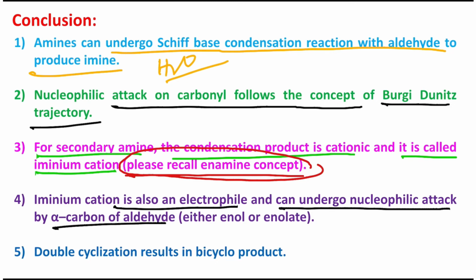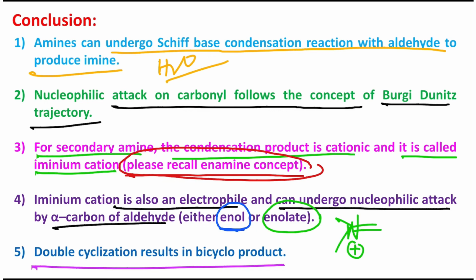Now next, iminium cation is also electrophilic in nature and it can undergo nucleophilic attack by the alpha carbon of aldehyde, because the alpha carbon of aldehyde can produce enol or enolate. In acidic medium it can produce the enol as nucleophile, or in basic medium it can produce the enolate as nucleophile. So depending on the reaction medium, this nucleophile could be generated and can attack the electrophilic carbon center, I mean the carbon attached to the cationic nitrogen with a double bond, means this part.